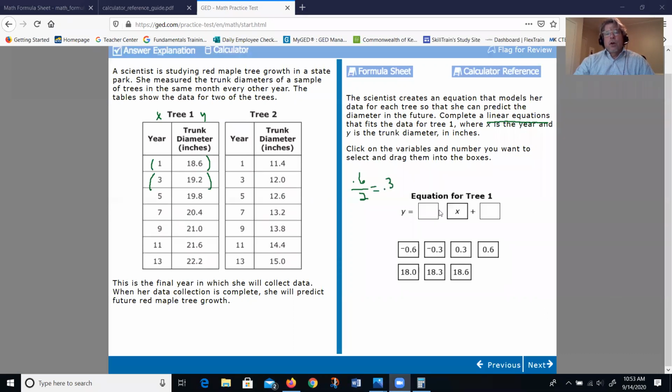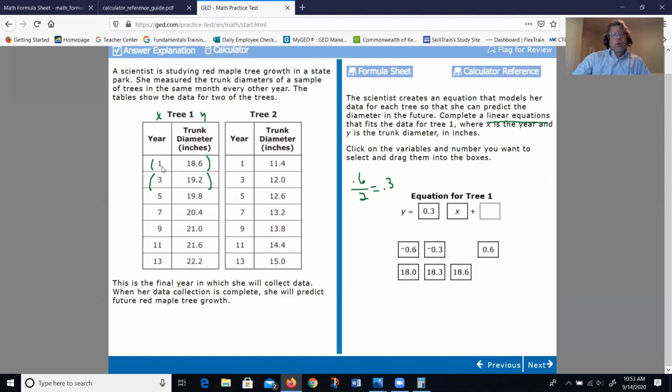So what goes in front of the x is going to be this 0.3. So we drag that there. Now, each time you fill in a box correctly, you're earning points. So if you still don't know what goes here, you can make an educated guess at it. But this value that goes here is what's called the y-intercept, or when x is 0. So when x is 0, we want to figure out what that value is.